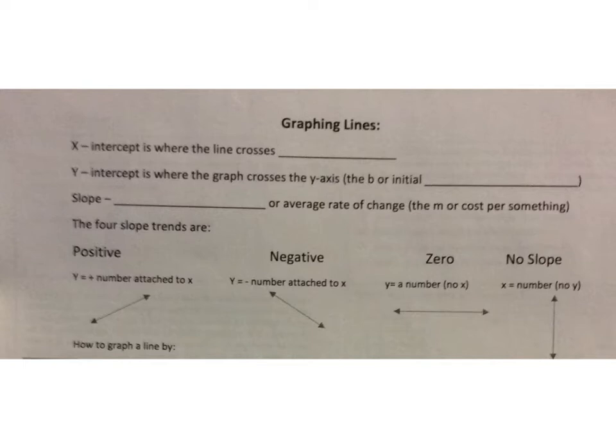Let's talk about graphing lines and where we can begin. We'll talk about the x-intercept. The x-intercept is where the line crosses the x-axis. The y-intercept is where the graph crosses the y-axis. It's also known as the b, or the initial start value, or the initial cost.